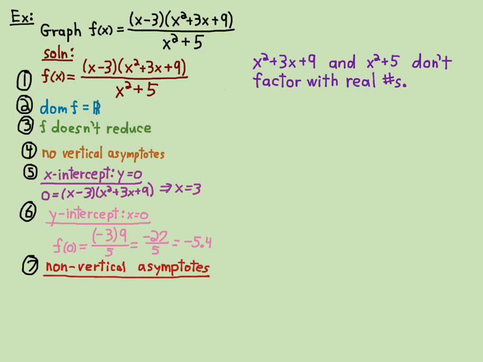This one, notice the degree of the numerator. If you multiply this out, the degree of the numerator is 3, and the degree of the denominator is 2. So the degree of the numerator is 1 more than the denominator, so I'm going to get an oblique asymptote. But in order to figure it out, I have to do long division, and that means I need to multiply out the numerator. Okay, so multiply out this numerator.